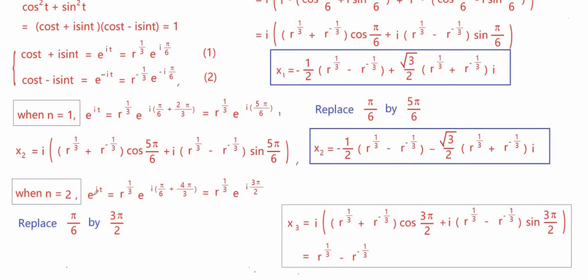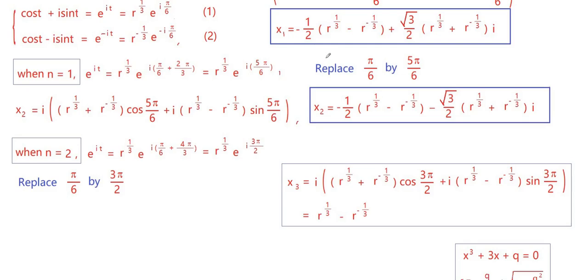Same thing for n equal to 2. We use n equal to 2, so this becomes 4 pi over here. And 4 pi divided by 3 plus pi divided by 6, we get 3 pi divided by 2. So we replace pi divided by 6 by 3 pi divided by 2, and we get the third root, x3. And x3, obviously, is a real number. Therefore, we get 3 roots, x1, x2, x3. We can verify by substituting into the equation, and we can find it is true, it is the root.